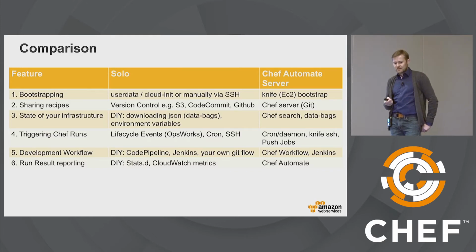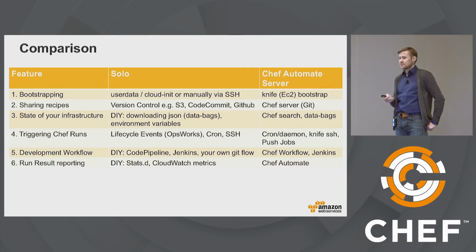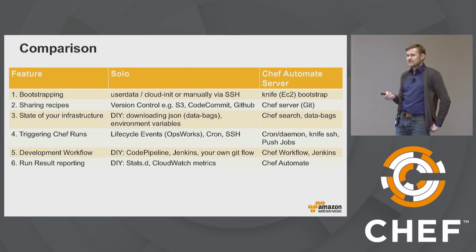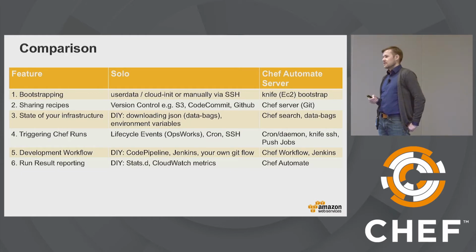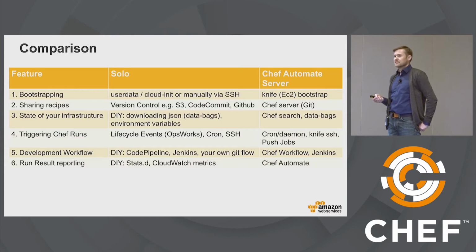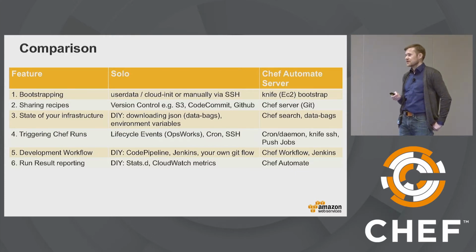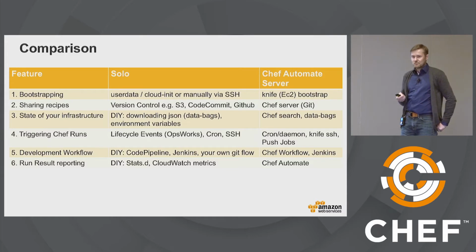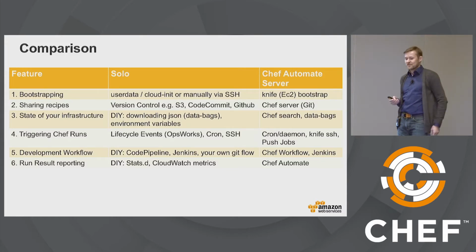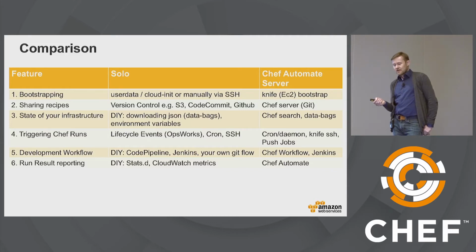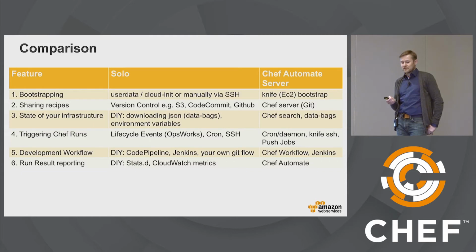And for me, as I said, the most important part is the run result reporting. It doesn't help you if you run a Chef recipe across 400 nodes and you have no feedback channel that tells you if it actually converged or not. So you're in a bit of a black box scenario, and you just hope that everything works. Of course, you wouldn't do that, right? You would build something that helps you with that.